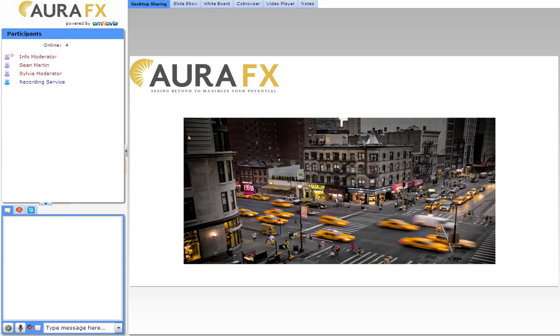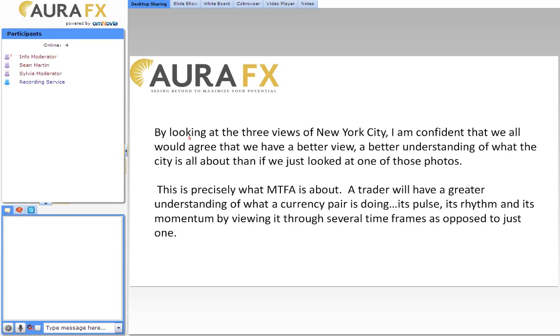Now, by looking at the 3 views, I'm confident that we'd all agree that we have a better view, a better understanding of what the city is all about than if we just looked at one of those photos. This is precisely what we're talking about with multiple time frame analysis. And we'll have a greater understanding of what the currency pair is doing, its pulse, its rhythm, its momentum, by viewing it through several time frames as opposed to just one.